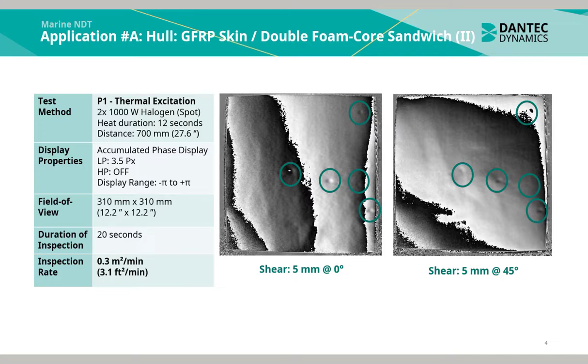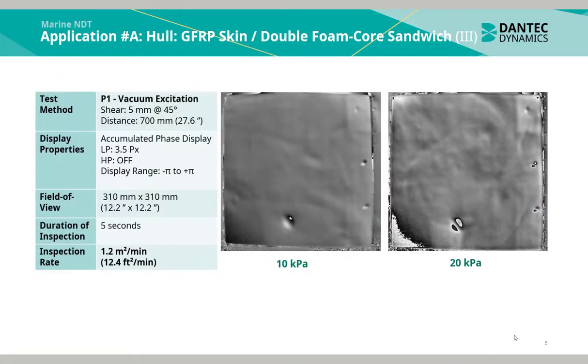Using the same measurement procedure with a shearing angle of 0 degrees and 45 degrees in the left and in the right image, we can see the detection of multiple indications. Performing the same test again on P1, using vacuum ambient excitation, a pressure differential of 10 kilopascals in the left image and 20 kilopascals in the right image indicate similar presence of defects. The duration of inspection using vacuum ambient excitation only requires 5 seconds.